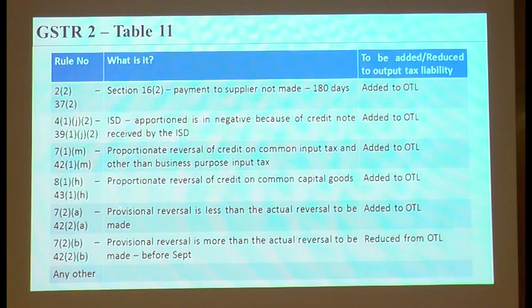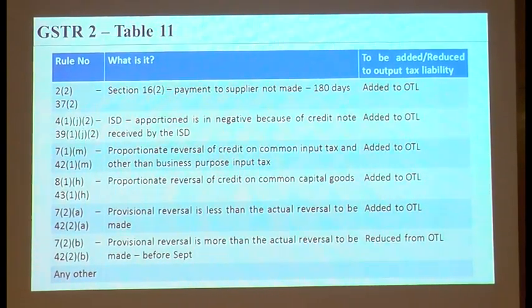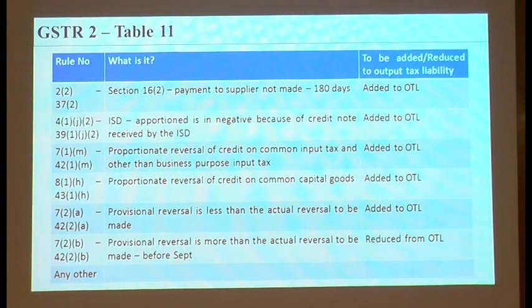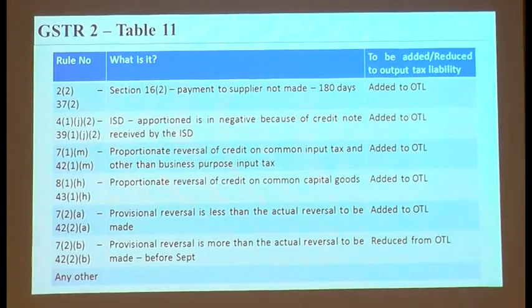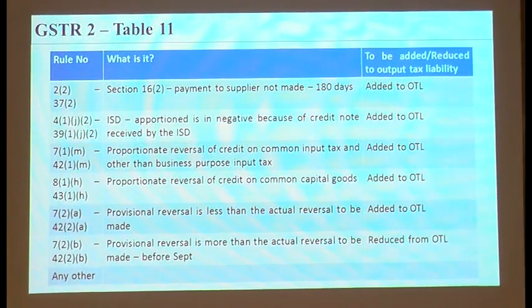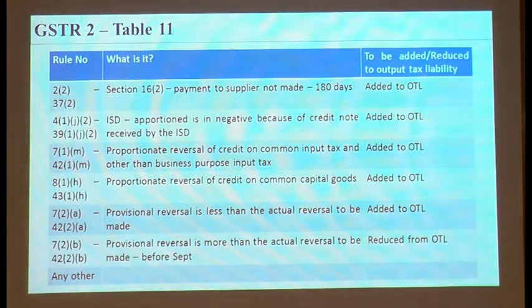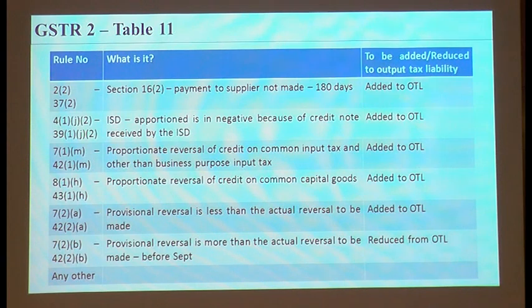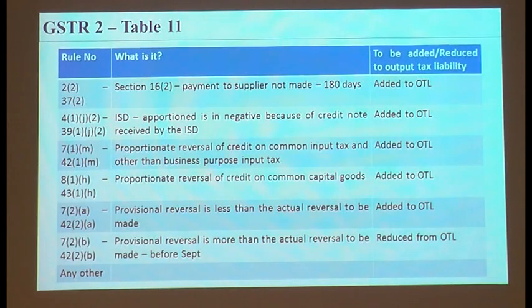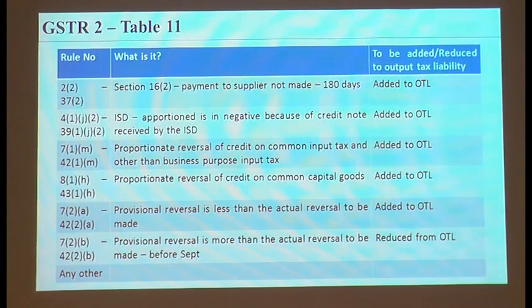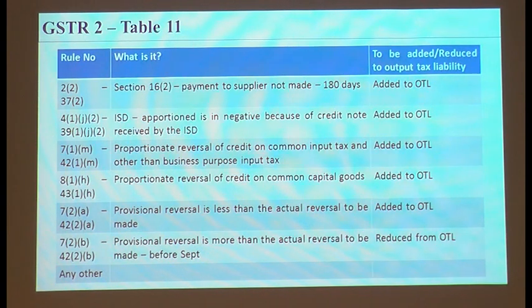Next, in case the provisional reversal is lesser than the actual reversal to be made. If you see Rule 42, I need to make the reversal for the tax period provisionally, and the same thing I have to redo before September of the subsequent financial year. If I have taken more ITC than what I was supposed to take, then it will be added to my output tax liability. If I have taken lesser than what I was supposed to take, then it will be reduced from my output tax liability register. Clear? Clear with respect to the reversal of ITC?